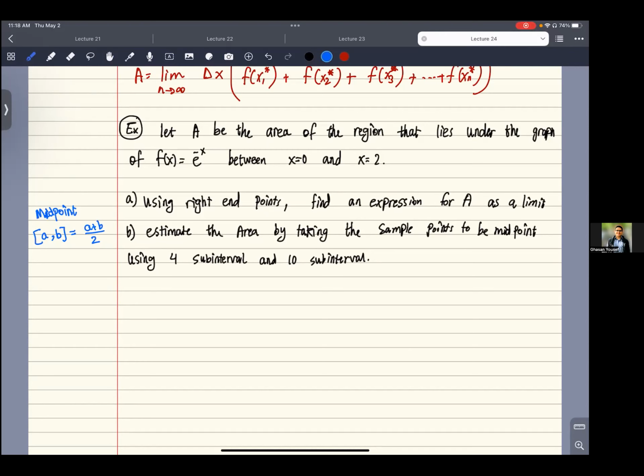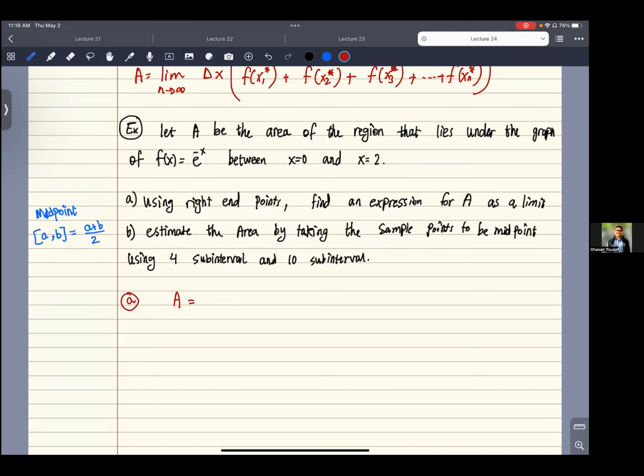So let me start with the first one. Any idea how we can start the first one? Let A be the area of the region that lies under the graph of f of x equals e to the minus x between x equals 0 and x equals 2. Using the right endpoint, find an expression for A as a limit. I need to find the area as a limit.